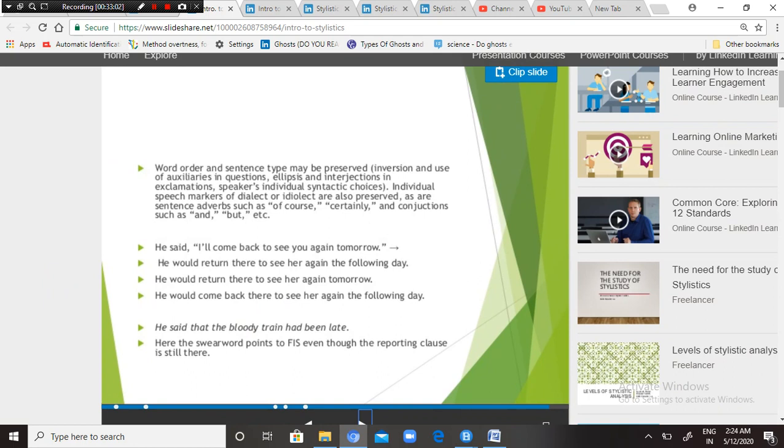Ellipses and interjections in the expression. He said, I will come back to see you again tomorrow. He would return there to see her again in the following days. He will return there to see her again tomorrow.